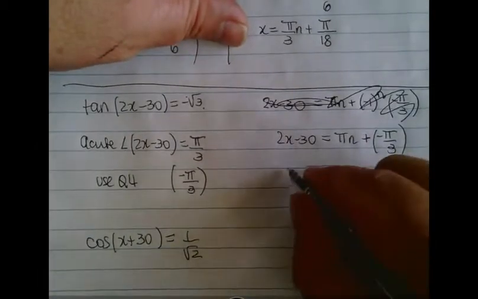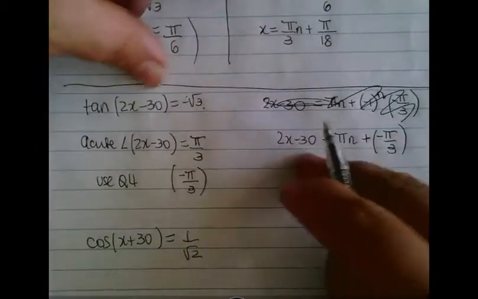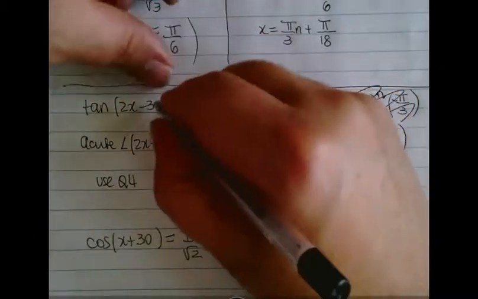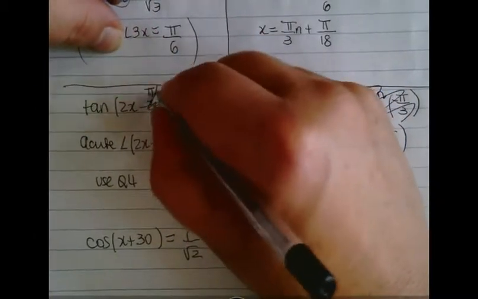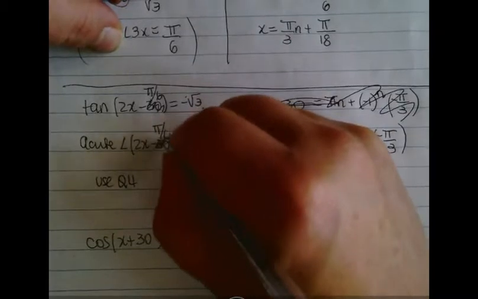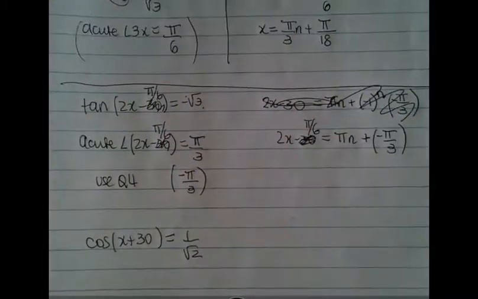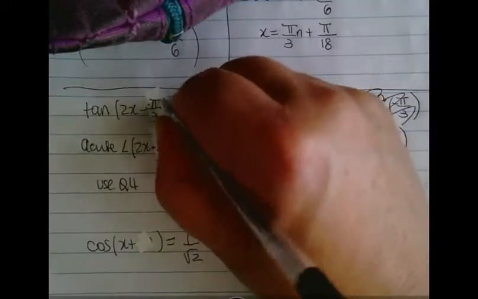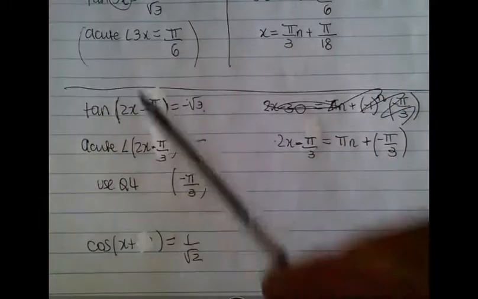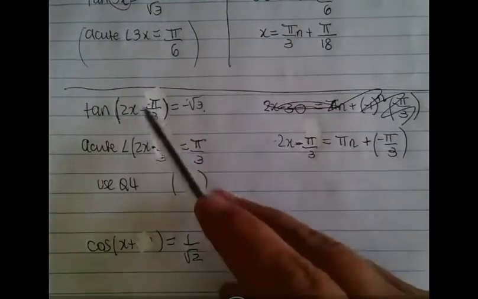So now what do I have to do? Oh, sorry, I made a mistake in the question. Instead of writing 30, this should be pi on 6. Can you fix it? And that is pi on 6. Sorry, very messy. In the Year 12 HSC course, everything will be in radians. So the question will be written as follows.